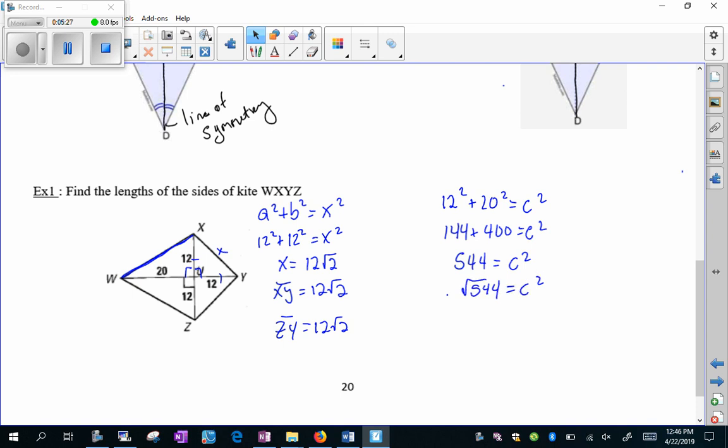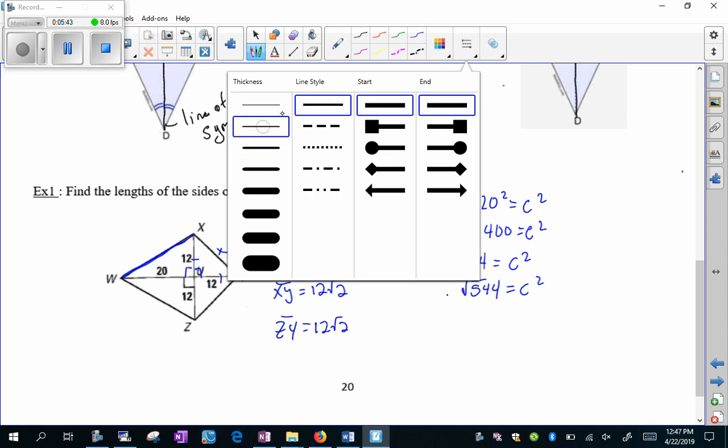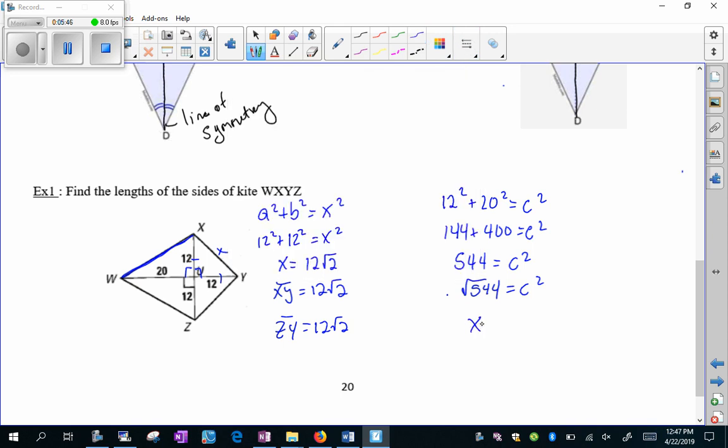And I simplify that, I'm going to get, XW, I'm sorry. XW equals 4 square root of 34. So since XW is 4 square root of 34, I know that ZW equals 4 square root of 34.